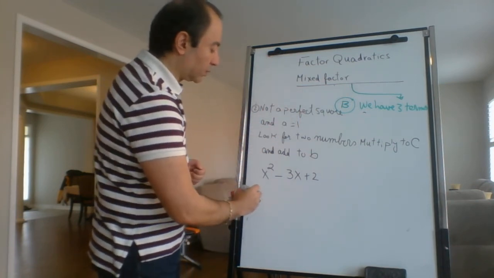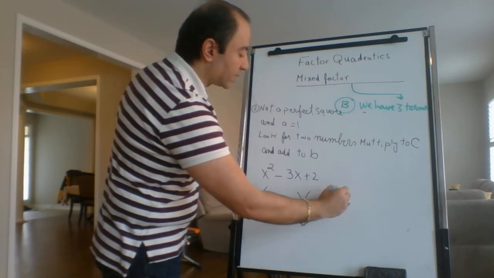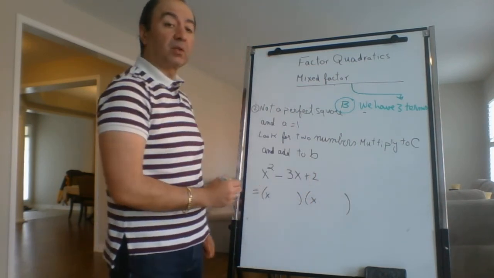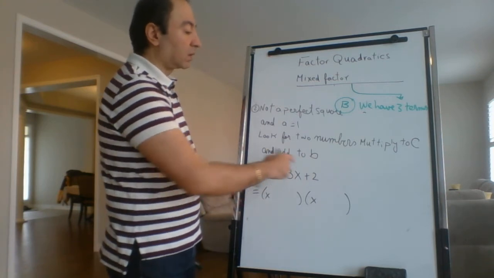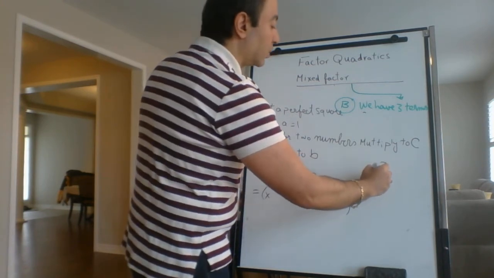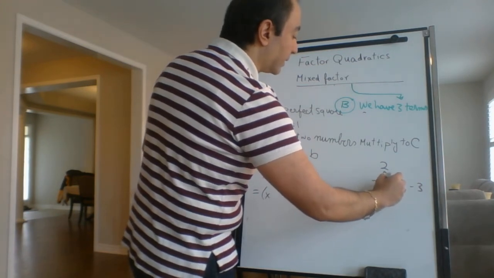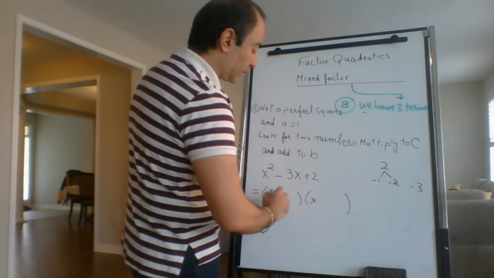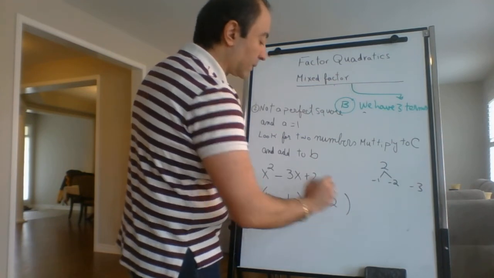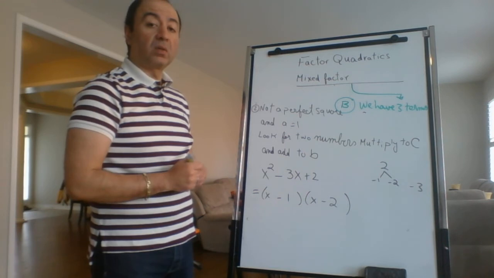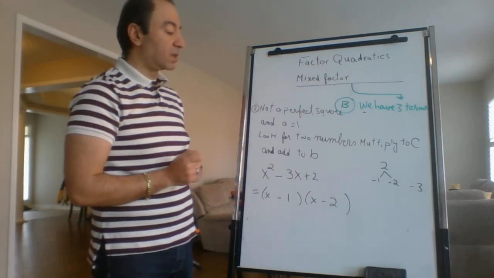So what we're going to do, we open right away 2 brackets, we put x and x, we think of 2 numbers that multiply to C and add to B. So what are the 2 numbers that multiply to 2 and at the same time add to negative 3? It is negative 1 and negative 2. Okay? This is what we have to do in this case.